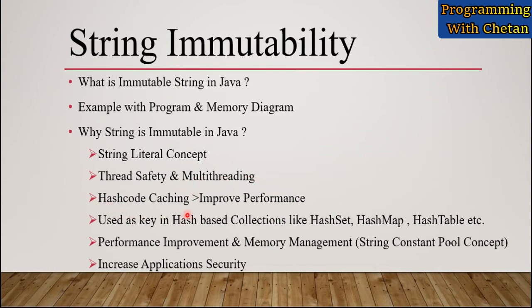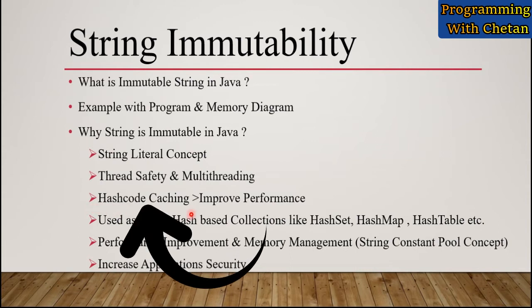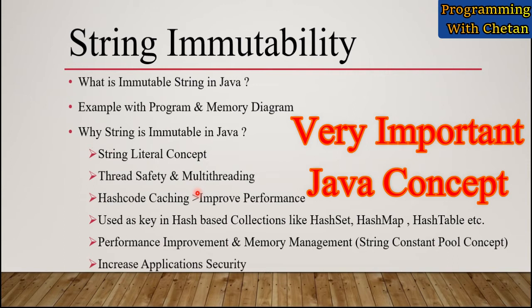Now let us discuss our next point which will prove the need of making the string class immutable. The string class is made immutable because of the hash code caching concept. In our hash based collection frameworks like HashSet, HashMap and HashTable, we use the hashing concept, which means that there is a need to calculate the hash code for performing all the operations.